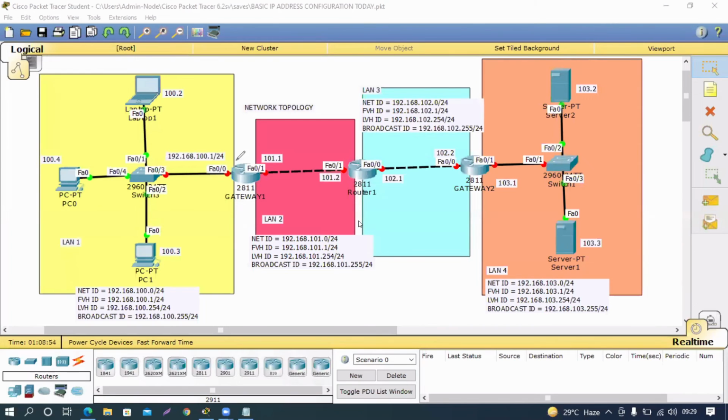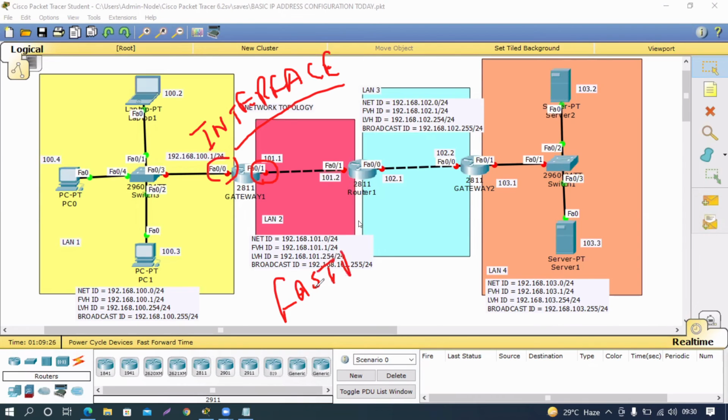Right. So can you see all this? These are basically interface numbers, or ports. We call these ports of routers or switches interfaces. Interface numbers are always written like this: FA0/0. FA means what? Fast Ethernet.